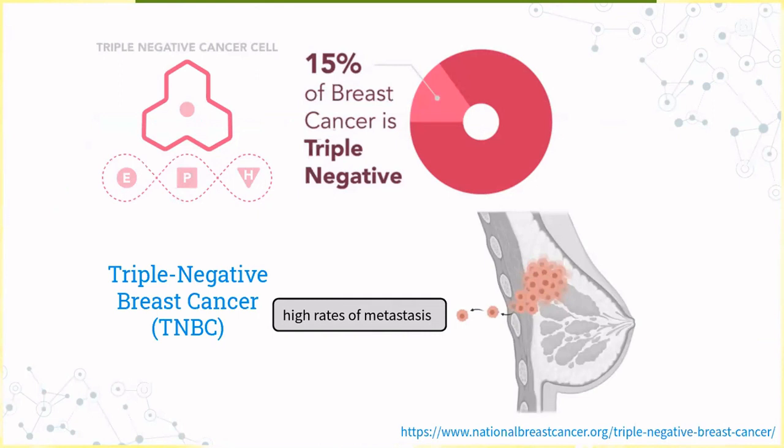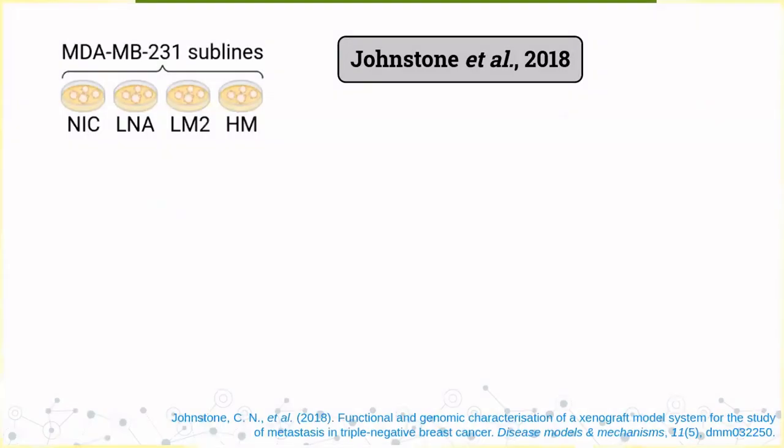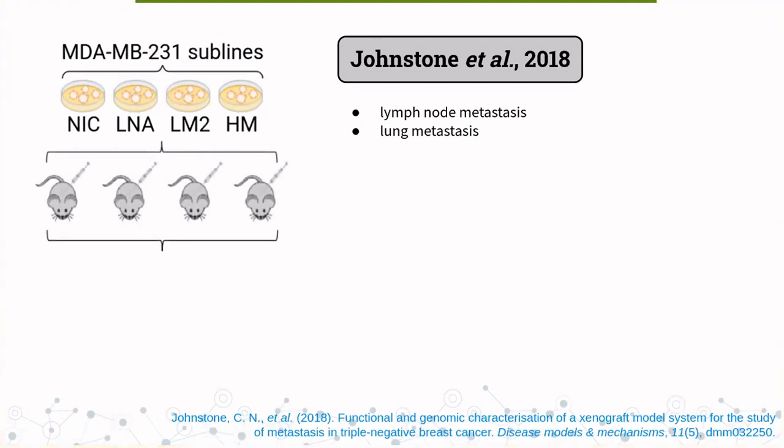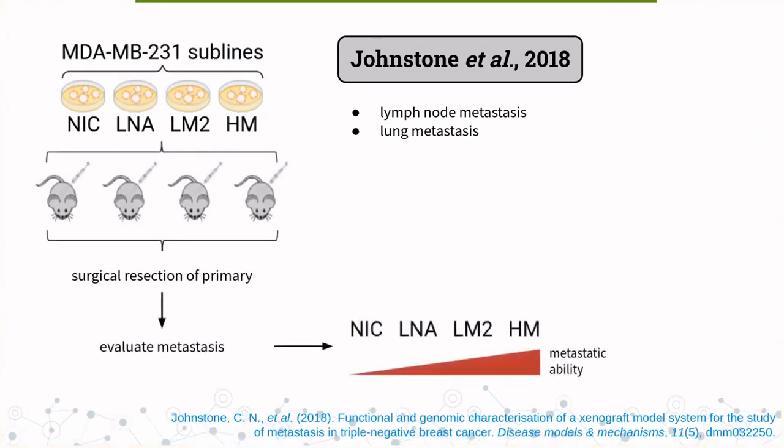With an interest in TNBC metastatic ability, we started off with data from a previous study in which 4 sublines of the TNBC cell line MDA-MB-231 obtained from lymph node and lung metastasis were injected into nude mice, and primary tumors were surgically resected to evaluate metastasis and perform RNA-seq. These sublines, mainly isogenic, only differ in their metastatic ability, which comes in handy to identify regulators of this process.